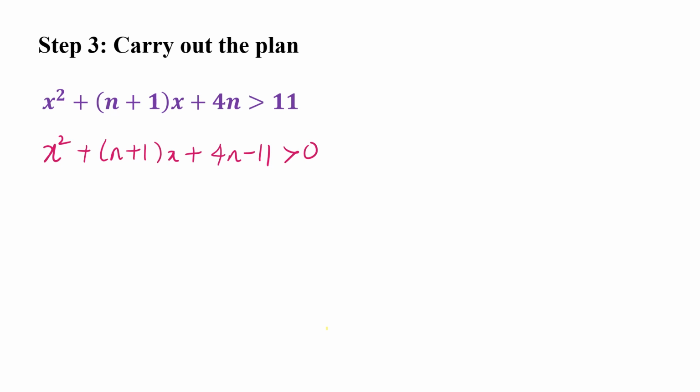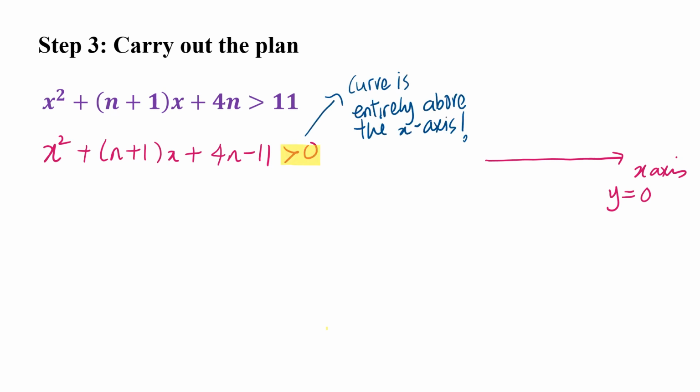Right, and we know this is a U-shaped curve, right? And then we draw a diagram. Okay, we draw a diagram. Now the x-axis is where y equals 0. We're interested in getting y more than 0. So your curve will be entirely above the x-axis.